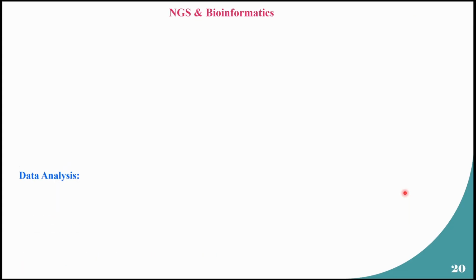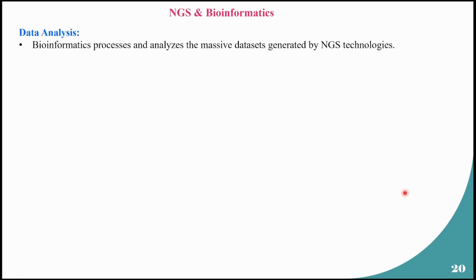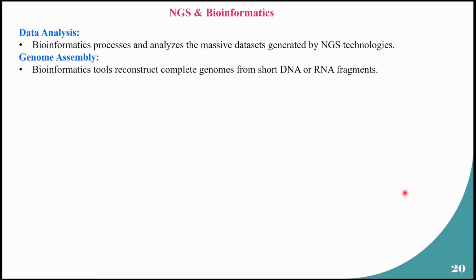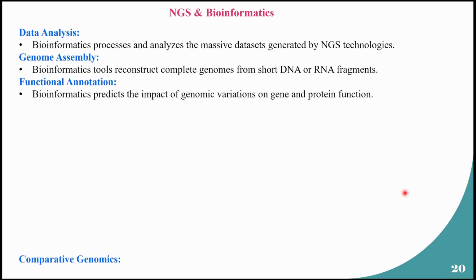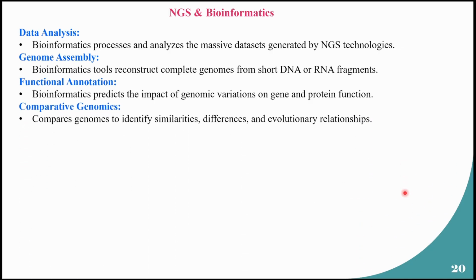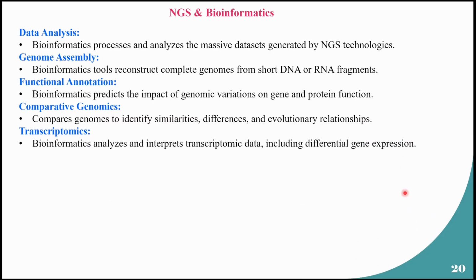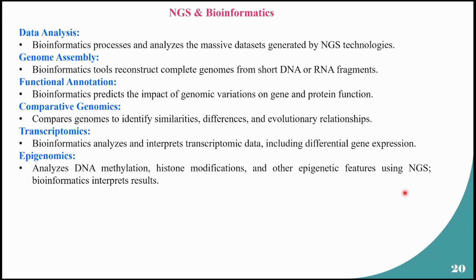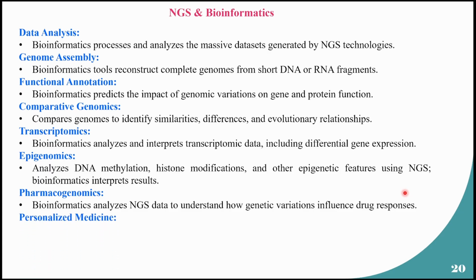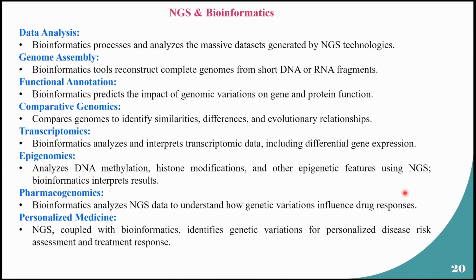So NGS is a bioinformatic process that can analyze massive data sets from NGS technologies: DNA or RNA fragments, reconstructing genomes, genomic variations and their impact on gene functions, and comparing and contrasting similarities, identities, evolutionary relationships, and so on. Then transcriptomics data, or epigenomics data, for example, DNA methylation, histone modifications, and so on, as well as pharmacogenomics and personalized medicine. All of these related areas are where bioinformatics could be applicable. Okay.